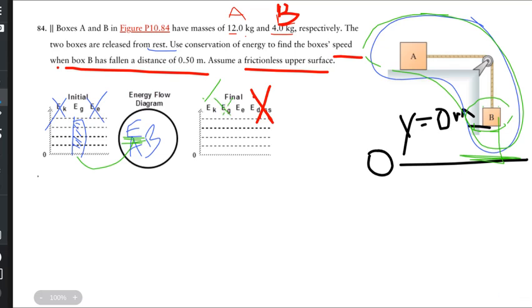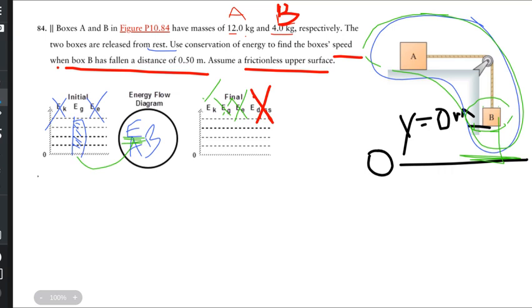Notice we're saying block A doesn't have any gravitational potential energy because it doesn't change from the initial to the final, so we can just ignore it. And we also have no elastic potential energy, because there's no spring in the system.